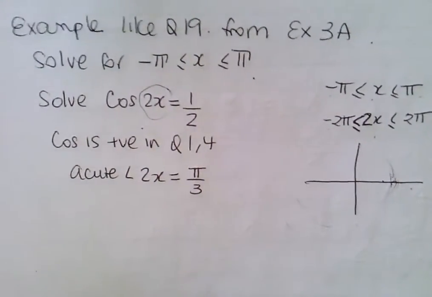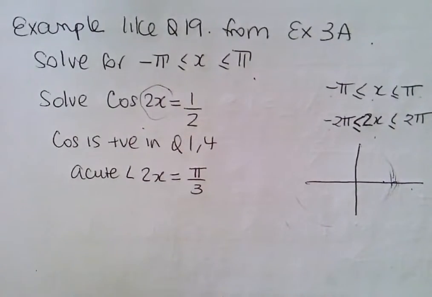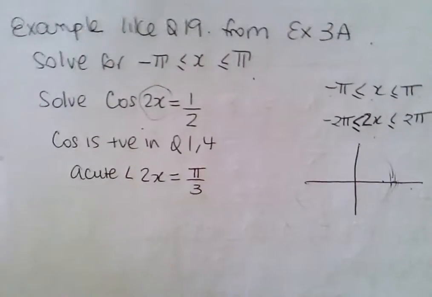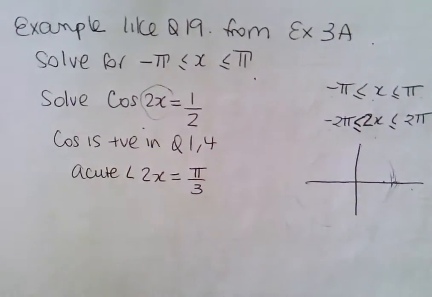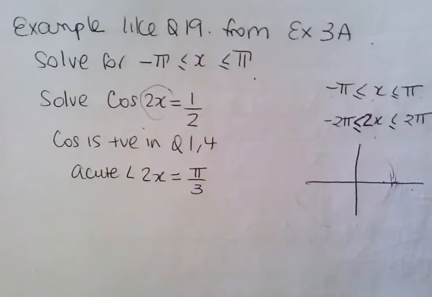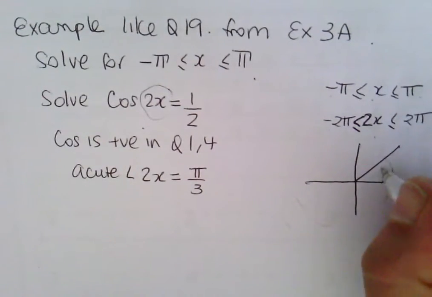Don't go and tell me that x now is pi on 6, because it's not. Well, it will be for one of the solutions, but it's not how you do it. So acute angle 2x is pi on 3. So what do we do now, girls? I draw in my quadrants.